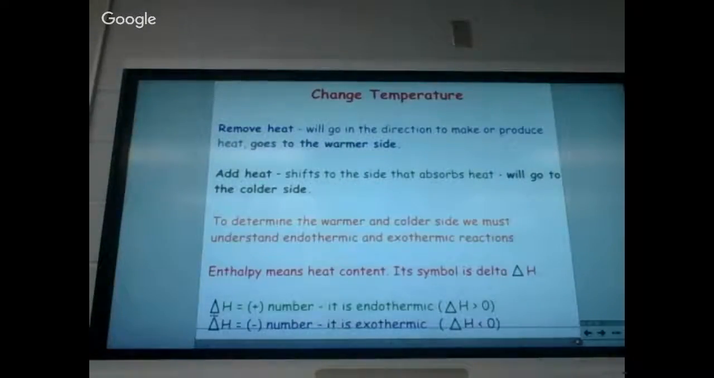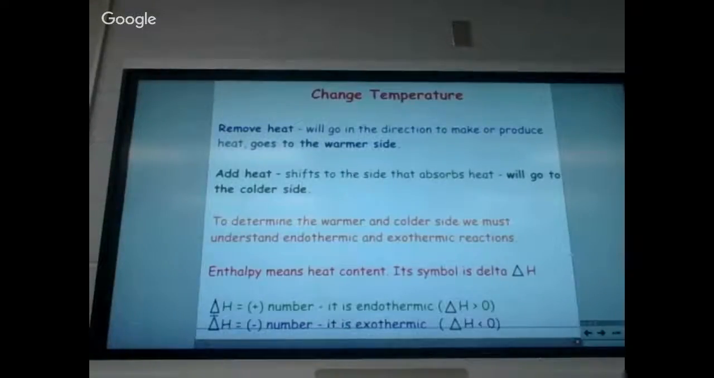Okay? If delta H is positive, it's endothermic. If delta H is negative, it's exothermic. Remember our potential energy graphs? If the products are lower, it's exo. If the products are higher, it's endo. And that's what we were talking about. If delta H is positive, endo. Delta H is negative, it's exo. Does everybody have what they want?